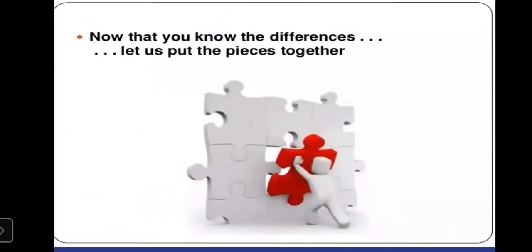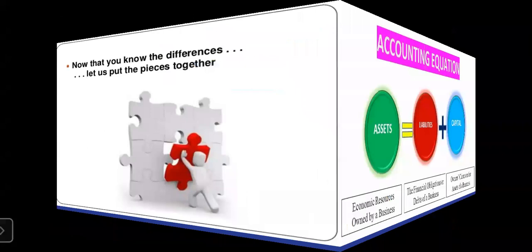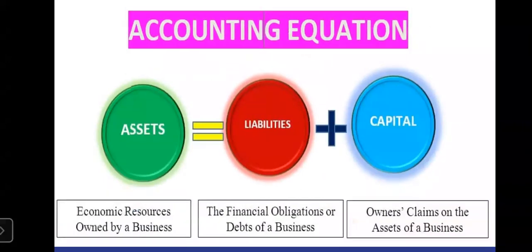Now that you know the differences, let us put the pieces together and make our accounting equation. So our accounting equation is assets equals liabilities plus capital. Assets are economic resources owned by a business. Liabilities are the financial obligations or debts of a business. And capital is the owner's claim on the assets of a business.